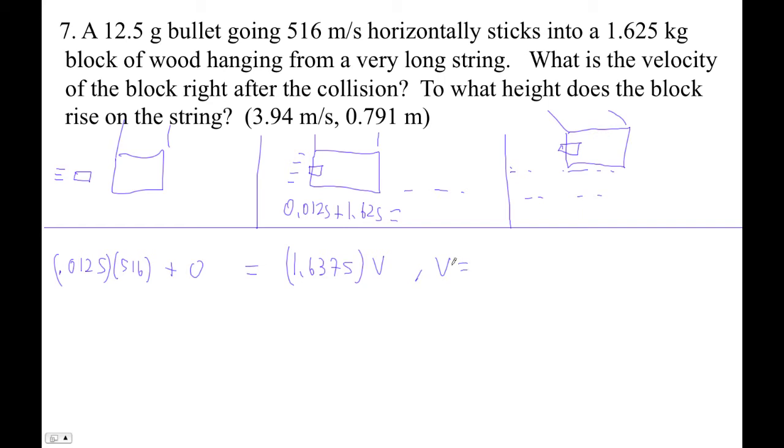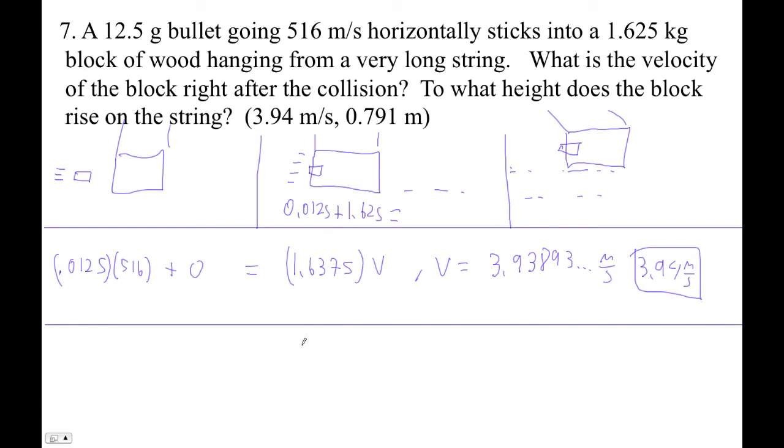v equals 0.0125 times 516 divided by 1.6375. All right, did that work? Yeah, I get 3.93893 meters per second, which is about 3.94. So we circle that. And then we have to do energy.